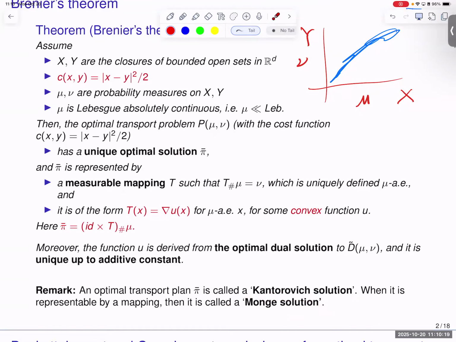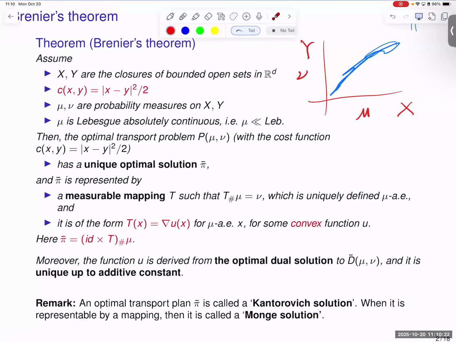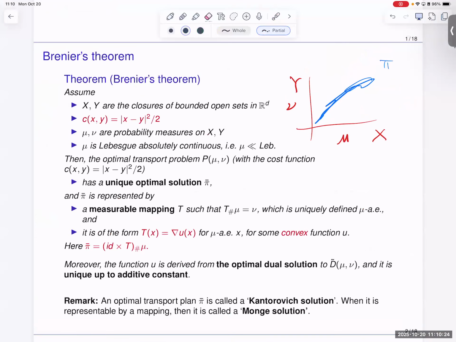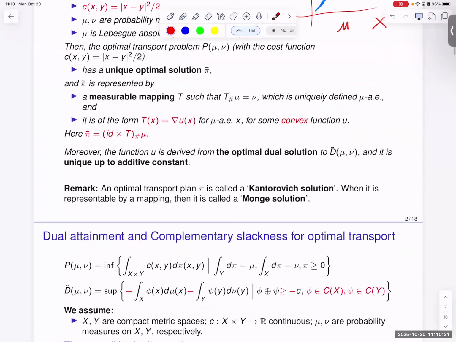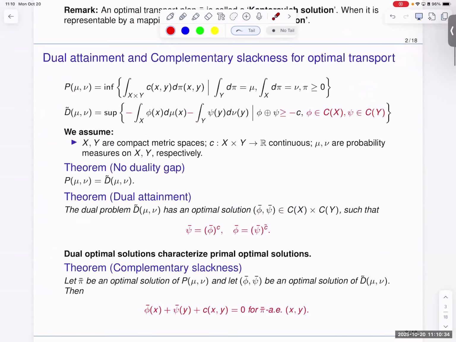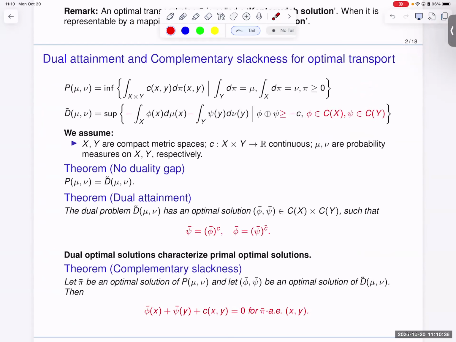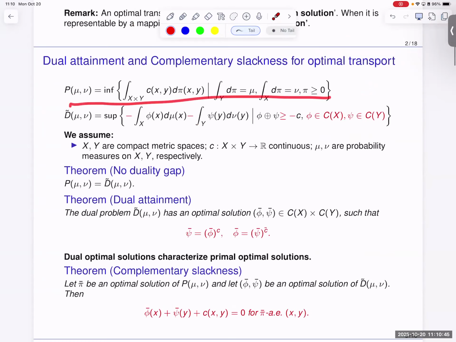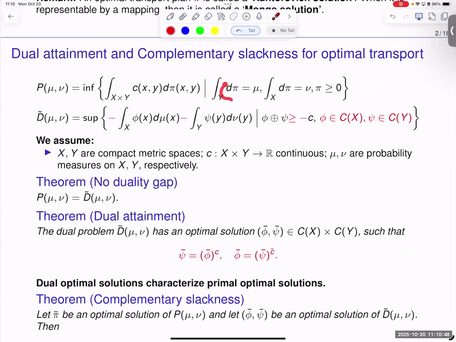All right. Then how do we understand and prove this Brenier theorem? To understand this, we can just review how we got the transport plan and the associated duality. So the primal problem was to find a transport plan which has marginals mu and nu, minimizing the transport cost.